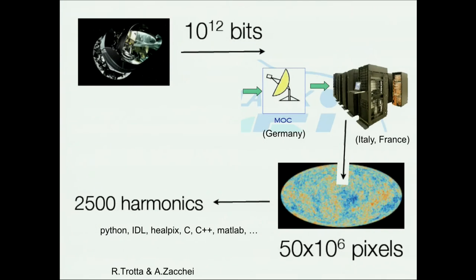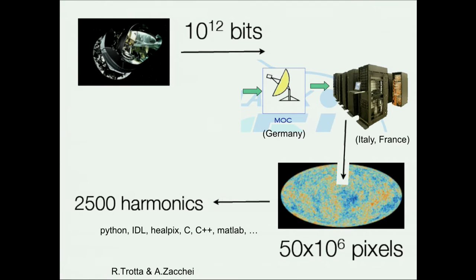So there's all this information that comes from the satellite that arrives at the Mission Operation Center in Germany, and then it's transferred to Italy and France, where there's the data processing center, and then it's transferred to the whole community, basically, again, around the world in different institutes, and there's different groups that extract from those data, clean up all the data, and extract these maps. There are challenges between different groups to understand which one performs better.